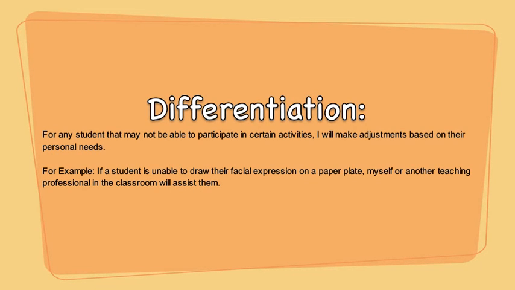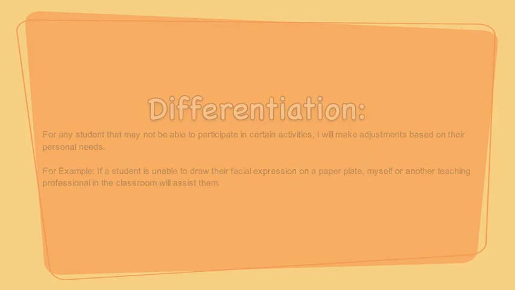In order to accommodate any particular need certain students may have, any portion of this lesson plan can be adjusted to fit their needs. As an example, if a student cannot draw on the paper plate, myself or another teaching professional in the classroom can assist them. This way, we can make sure that all students take part in the full lesson and no one feels like they are excluded. The goal is to have a fully inclusive classroom regardless of any disabilities students may have.